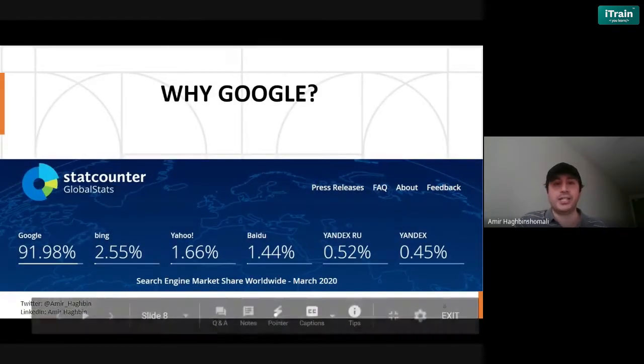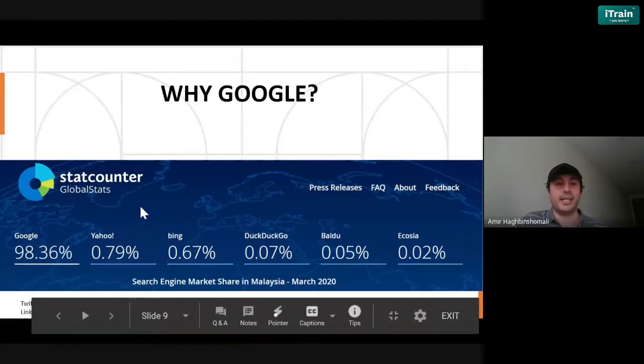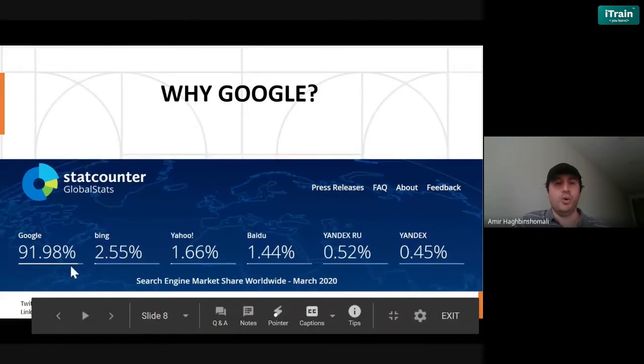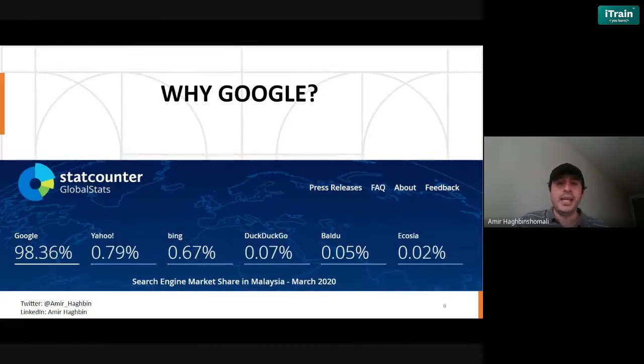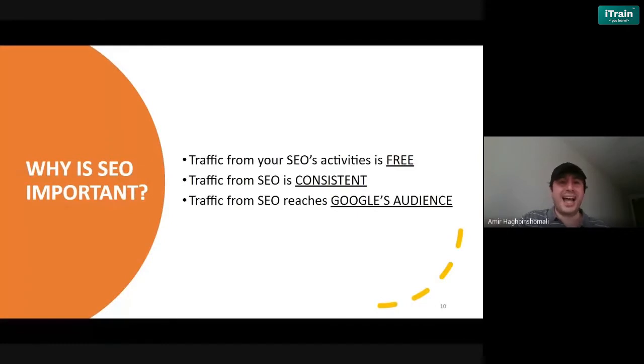As some of you may know, it holds over 91% of the overall search engine market as of March 2020. In Malaysia, Google search engine market share is even bigger, 98% plus. So that is the kind of scale that we're talking about.